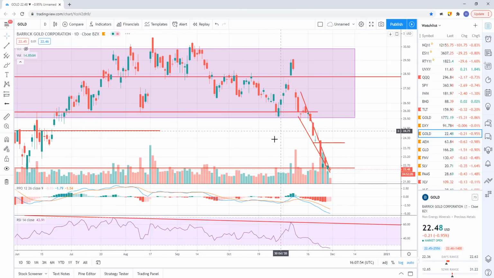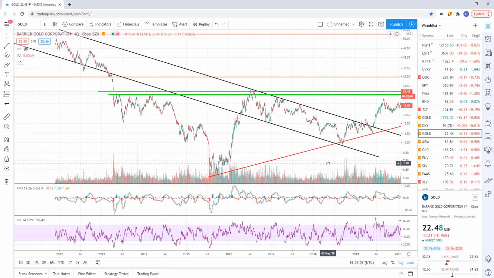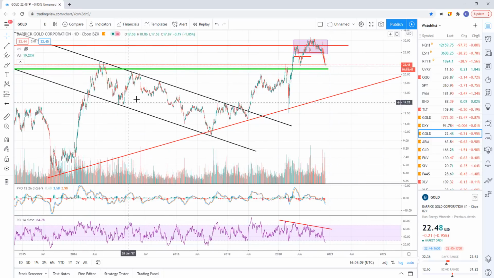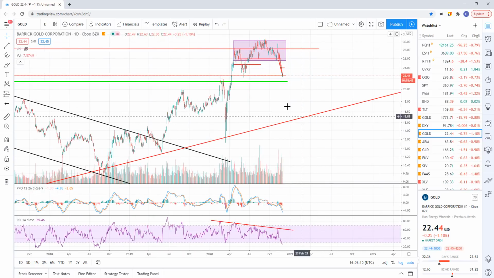If I go to the daily, just to point out what I'm showing you, gold and Barrick Gold is in an uptrend. So here is the lows back in 2015. Here's a higher low, higher low, higher low. And we could even come down more and make a new higher low, but we're making higher lows and higher highs. So bigger picture, it's in a bull market.